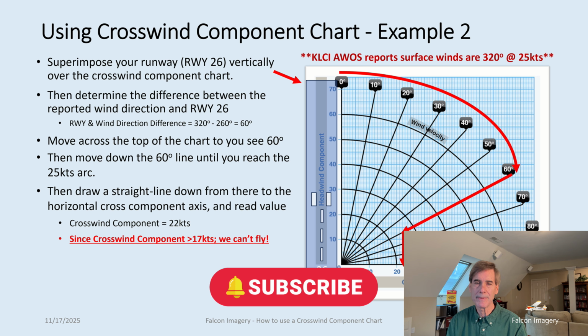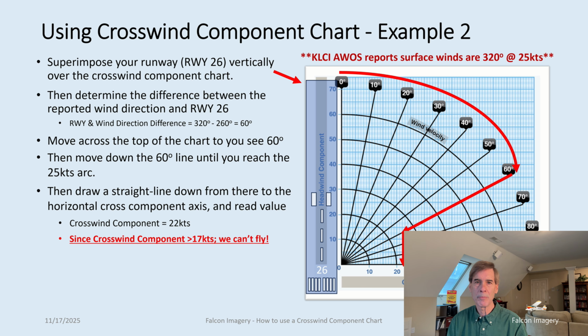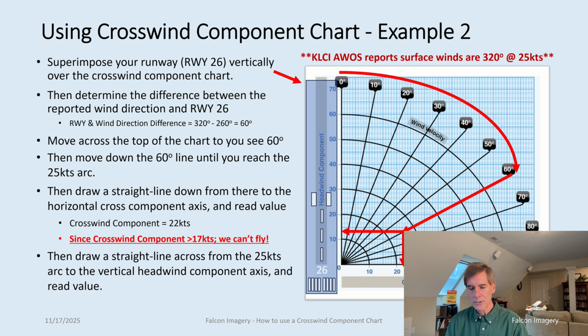We would not be able to keep that aircraft longitudinally lined up with the runway on takeoff or landing. So again, lastly, we'll then draw a straight line across from the 25-knot arc to the vertical headwind component axis and read that value, and we see that the headwind component is 14 knots.